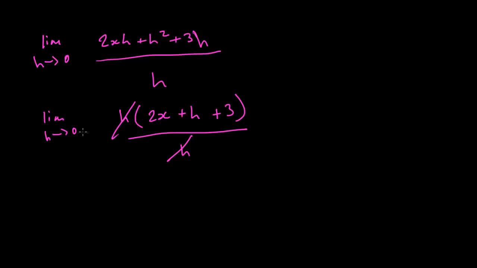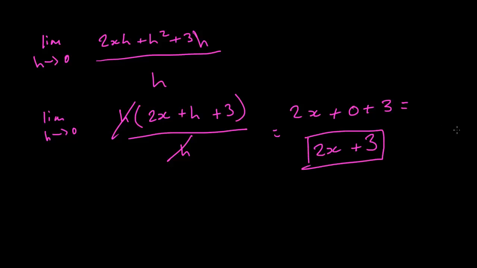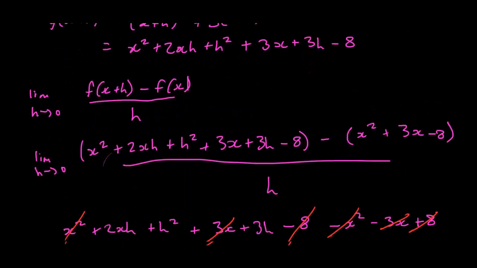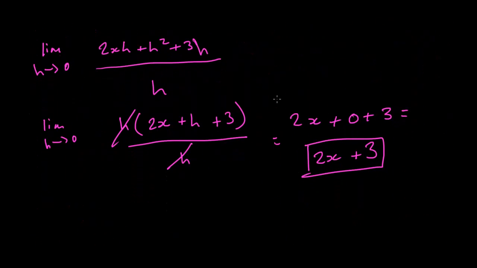Now, if we substitute all the h's as 0, what would we get? We'd get something like this: 2x plus 0 plus 3, which is just 2x plus 3. Now, a good way to check this is to go back to the original question. If you differentiated this without using first principles, what would you get? You'd get 2x plus 3. That means we are correct. And that is pretty much it for question 6C.